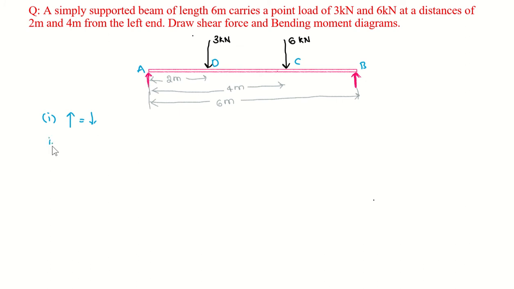The second equilibrium condition is sum of moments about any point is zero. So let us see the first condition now. All the upward forces we have, this is showing some reaction A, this is showing some reaction B. So the upward forces we have are RA and RB, and those are equal to the sum of downward forces, 3 kilonewton plus 6 kilonewton. So we get a total of 9 kilonewton. Let us take it as equation number 1.